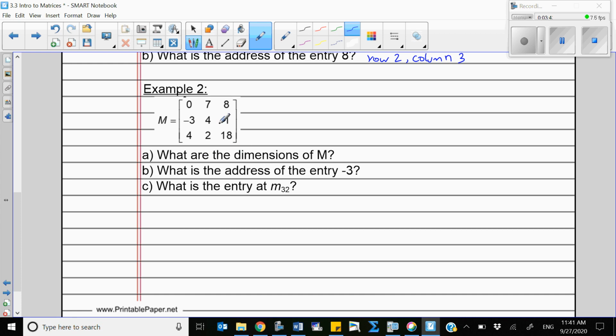Next example, we have another matrix here. What are the dimensions of M? I need to know how many rows and how many columns do I have here. 1, 2, 3 rows and 1, 2, 3 columns. So it's 3 by 3.